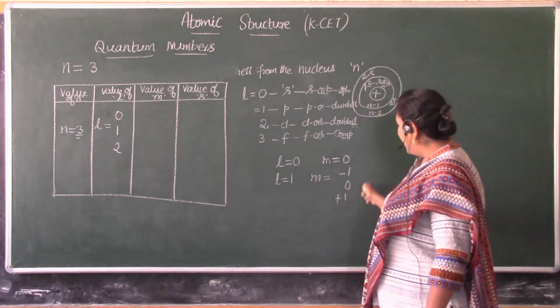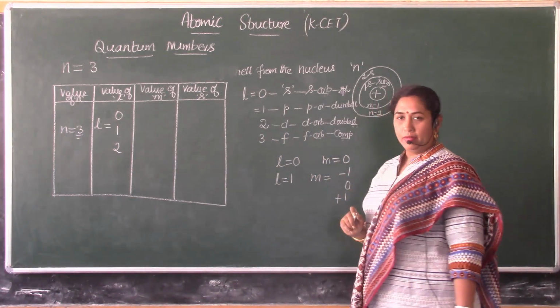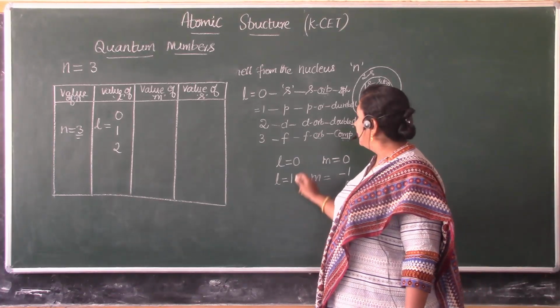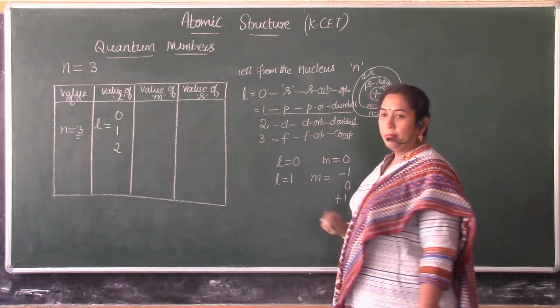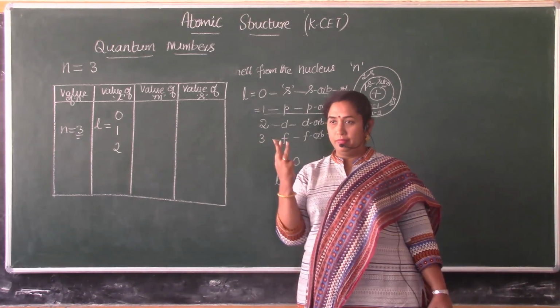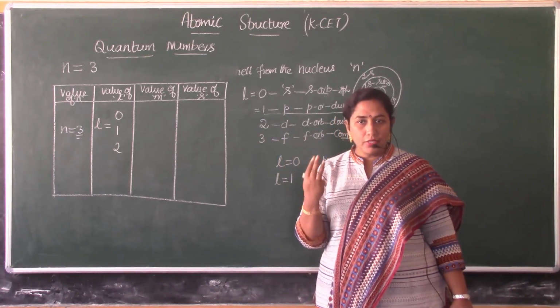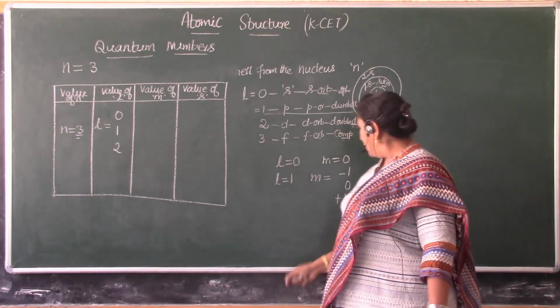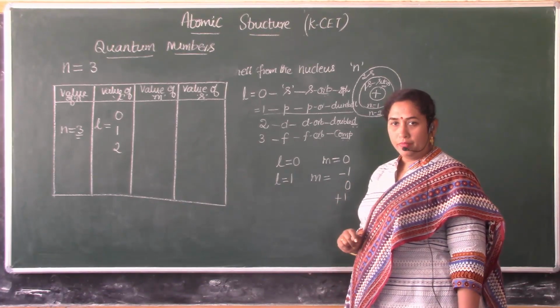Then what does this indicate? Each indicates an orbital. And what does L is equal to 1 indicate? P. You know that P orbitals are 3 in number. What are these 3? Px, Py, Pz. So that is what each value is indicating.